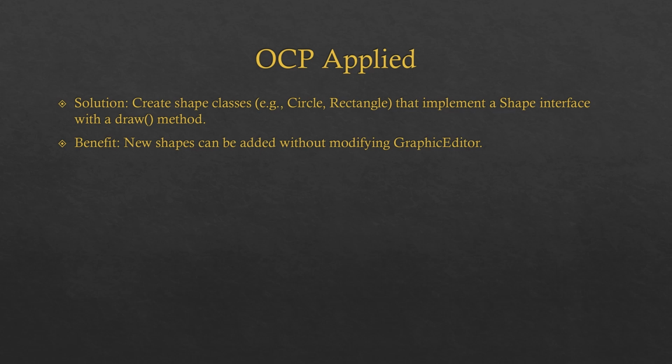To follow OCP, we can use inheritance and interfaces. We can create a shape interface with a method like draw and have each shape class like circle and rectangle implement this interface. The graphic editor class will then handle all shapes uniformly, and adding new shapes will not require modifying its code.